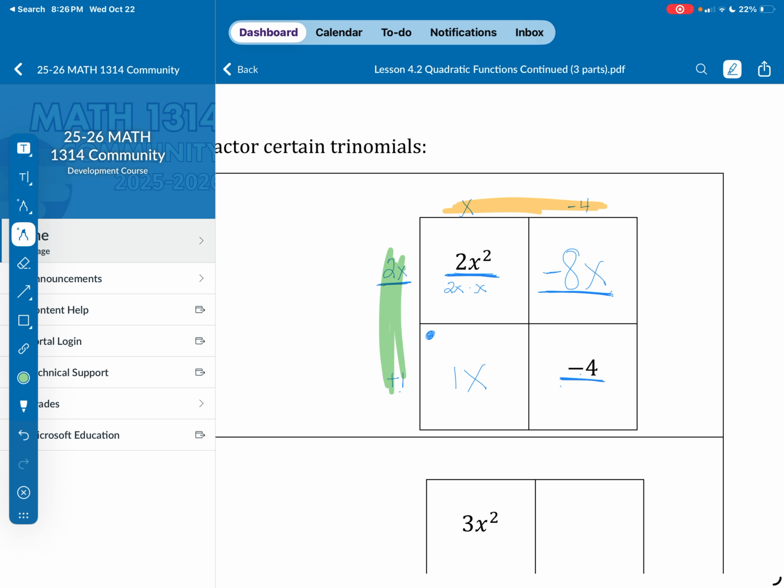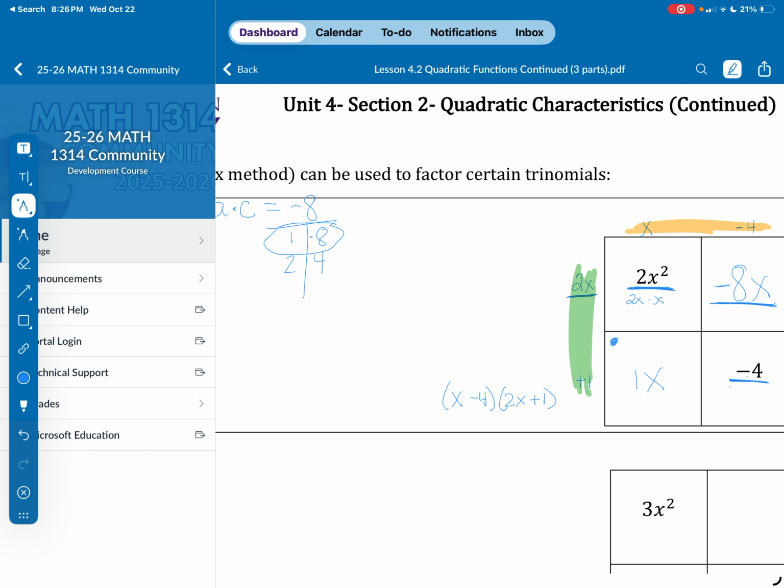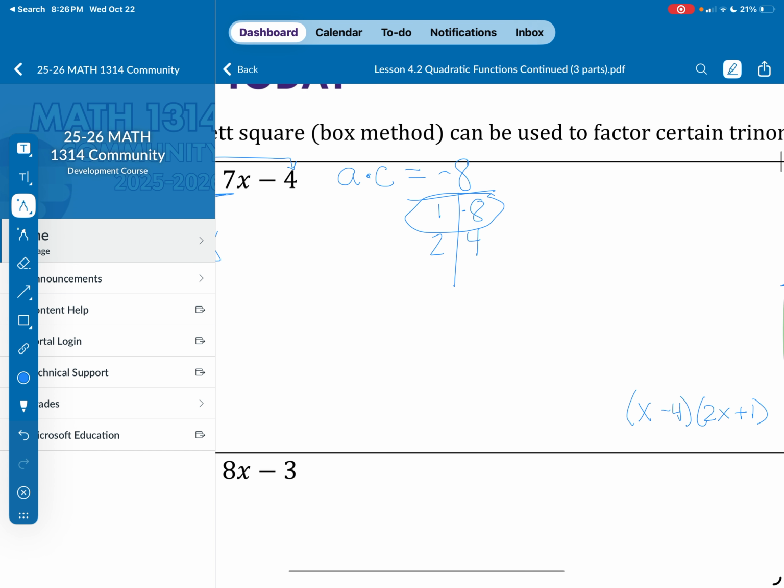And here is a factor. So our factors here are x minus 4 and 2x plus 1. Okay. And so I'm going to show you over here that factoring by grouping, what we were doing on the front, will give you the same answer.